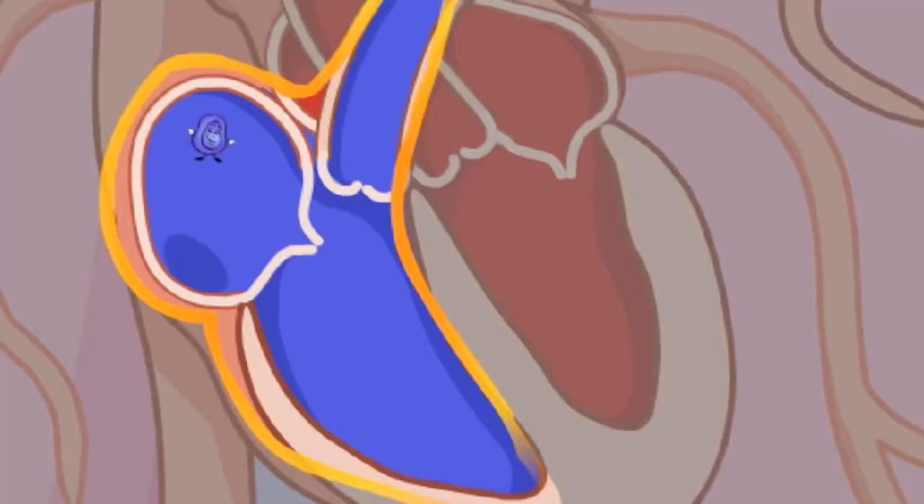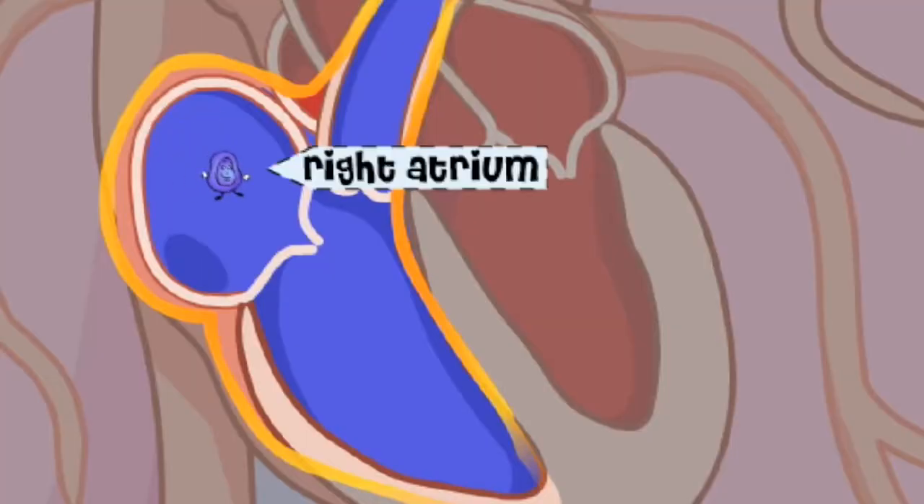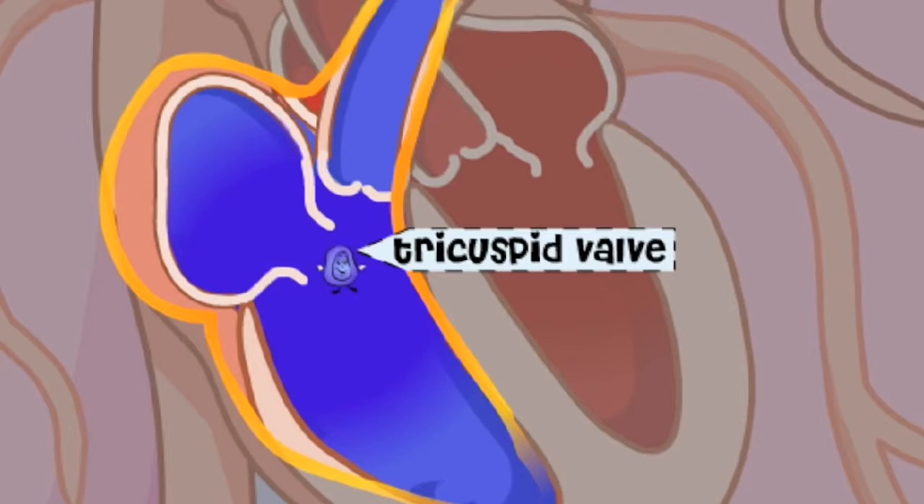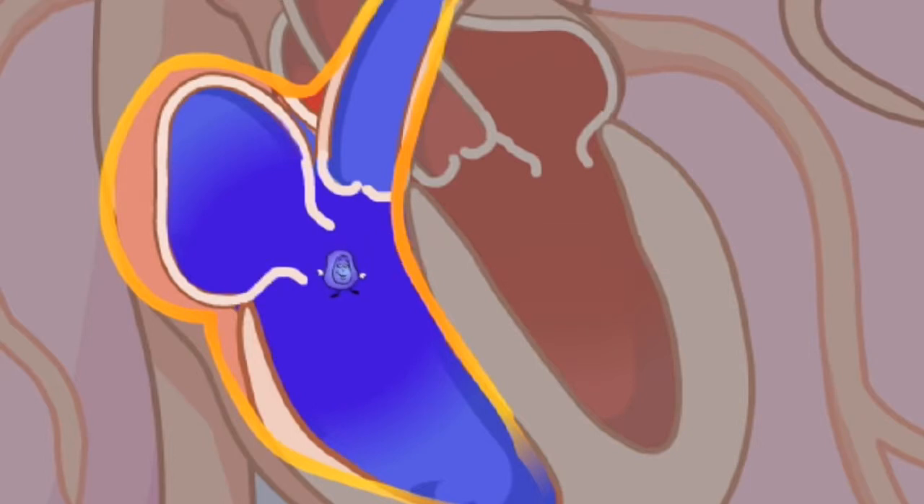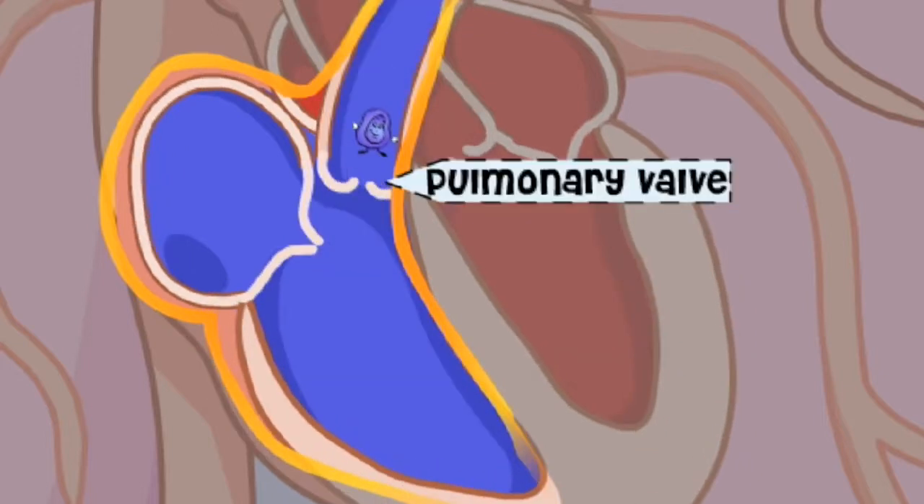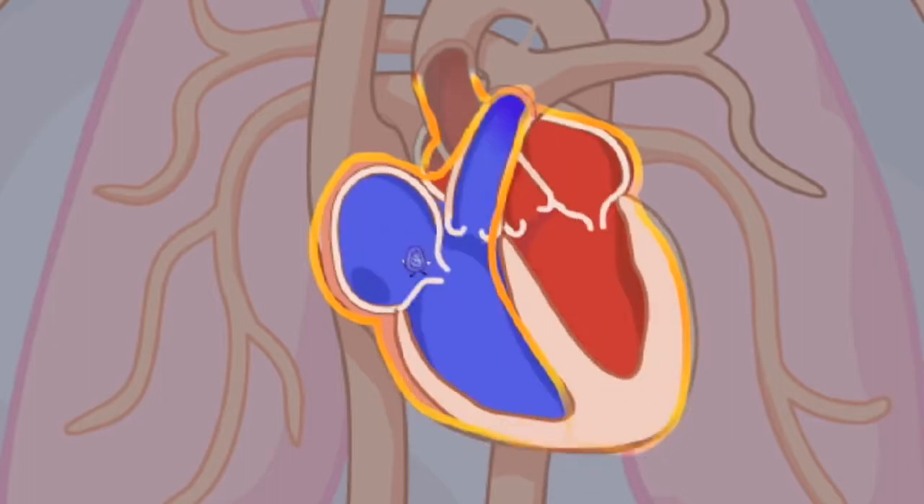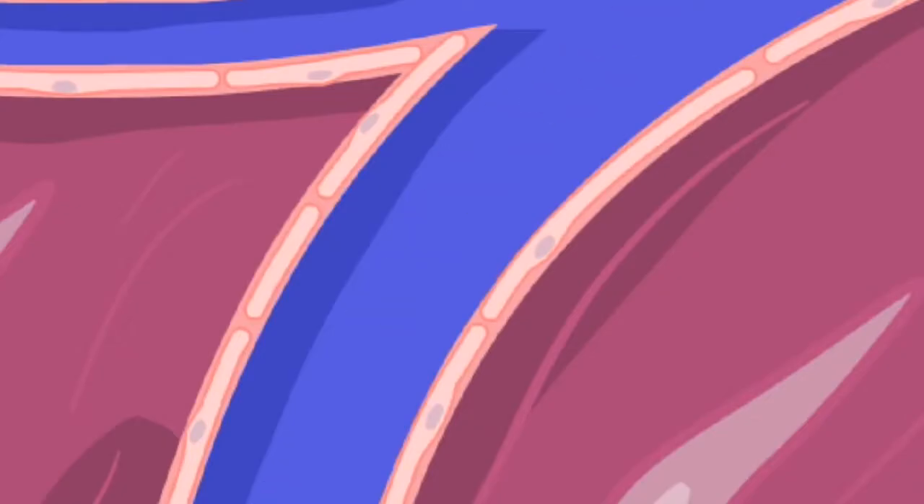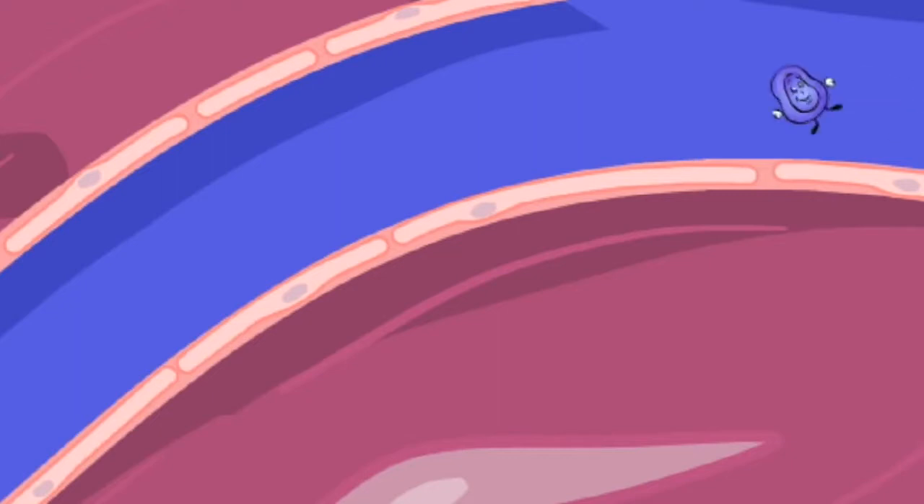I go through the first room called the right atrium, through the first door called the tricuspid valve, and through the second room called the right ventricle, and through the second door called the pulmonary valve. The heartbeat causes the heart to squeeze the blood in these rooms into the next area. It pushes the blood through it and into the arteries, like tunnels, that lead to other parts of the body. So now I am moving a little faster because the heart has given me a push.